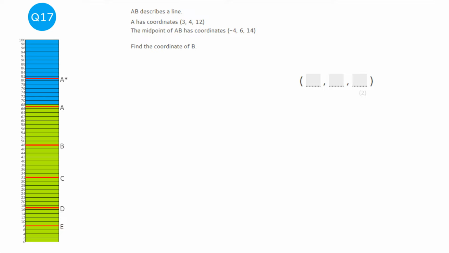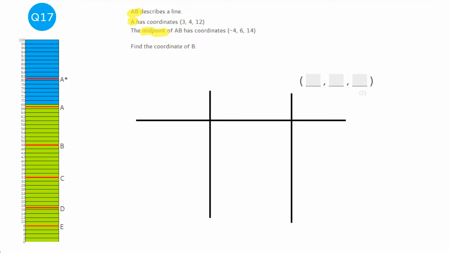An important point to realise with this question straight away is that yes, we have A, and AB describes the line, but we're given A and we're given the midpoint. So let's just draw a line and put it into 3 sections. We've got coordinate A, coordinate B, and our midpoint. And we're going to do it for the X, the Y, and the Z coordinates.